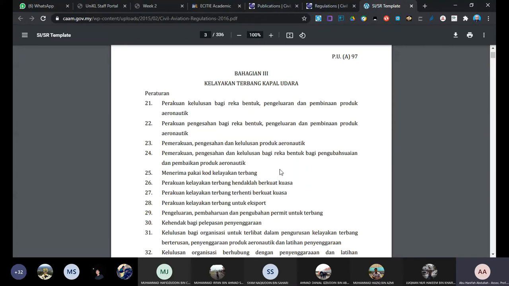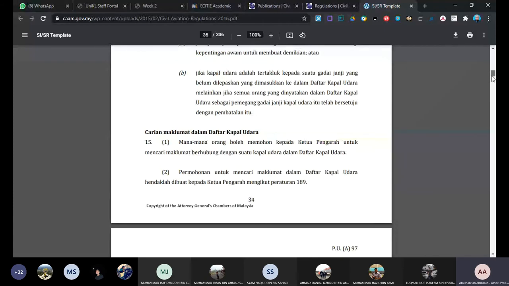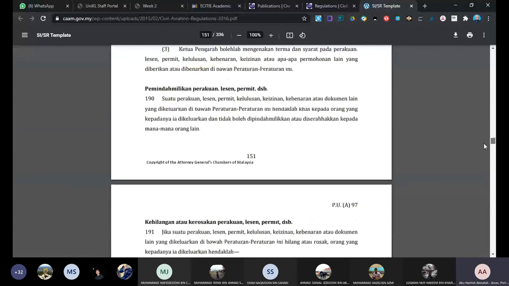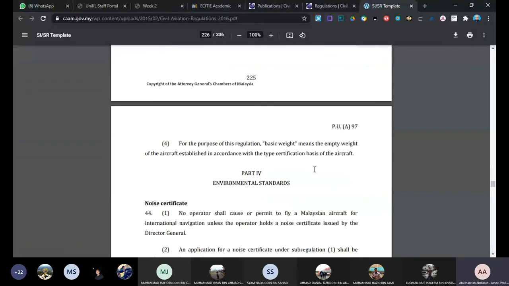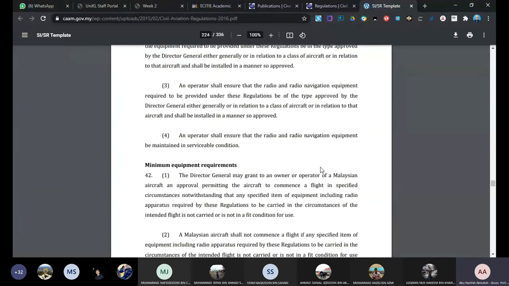Menerima pakai kod kelayakan terbang. And if you look at it in English, we passed it already.